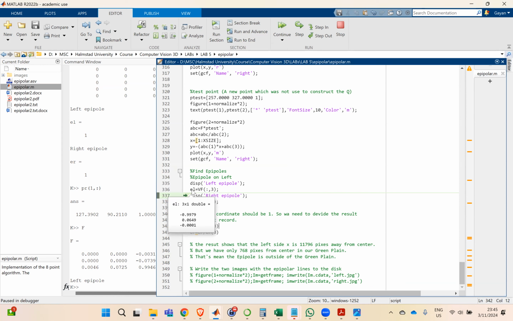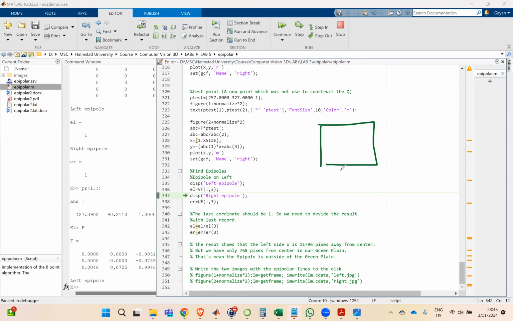By the way, this is in pixels, because F is in pixels. Can you tell me how far the X value is? In our image, we have three values. This is image X, so this is our image column, the number of columns, and this is the number of rows. And the third one should be the depth, which is 1.